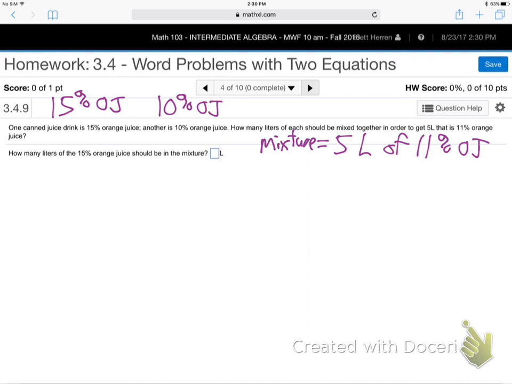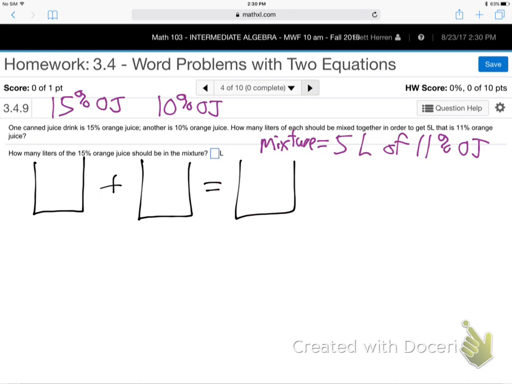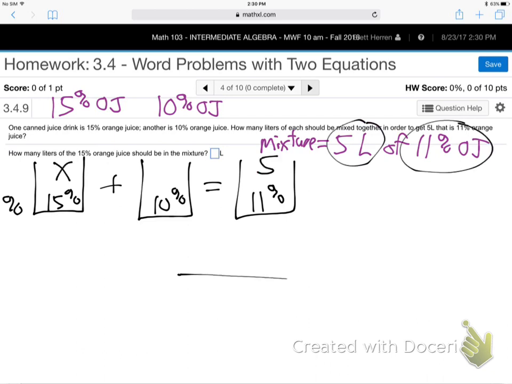Y'all doing okay? Is it making sense? So we're going to do the 3 beakers and put the percentages in the bottom: 15%, 10%, and 11. Then in the tops, they're only giving me one other number, right? They're giving me the 5 liters of the 11%, so that goes right there. This will be the X and the Y, or you can call them whatever you want. Good. That's the amounts in the top.